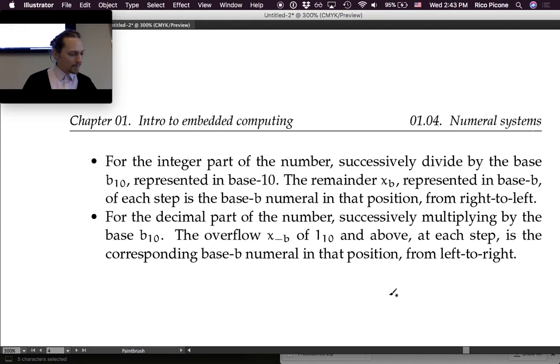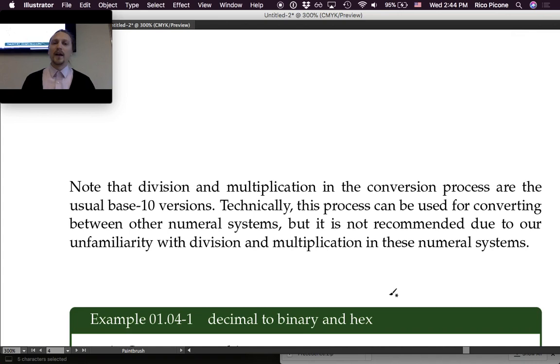So before I do the example, one more note. Note that division and multiplication in the conversion process are the usual base 10 versions. Technically, this process can be used for converting between other numeral systems, but it is not recommended due to our unfamiliarity with division and multiplication in these numeral systems. So, we will learn how to do them, though, in the next lecture. I mean, we'll scratch the surface of how to do them.